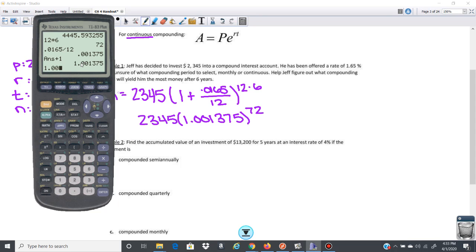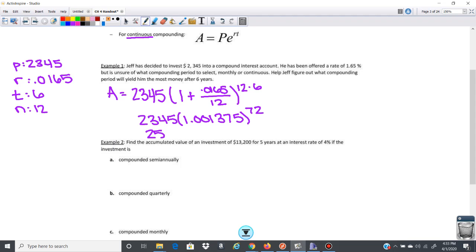So 1.001375 raised to the power of 72, and then multiply that by the principal, 2,345. So that's going to give you $2,588.86. Okay, so that's your monthly amount.